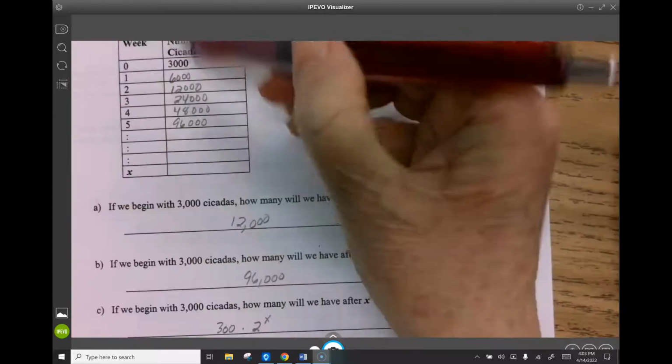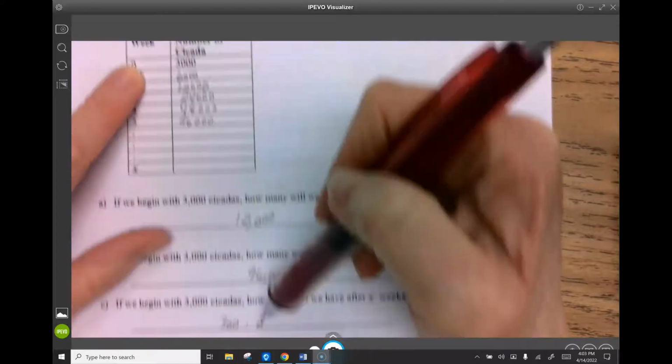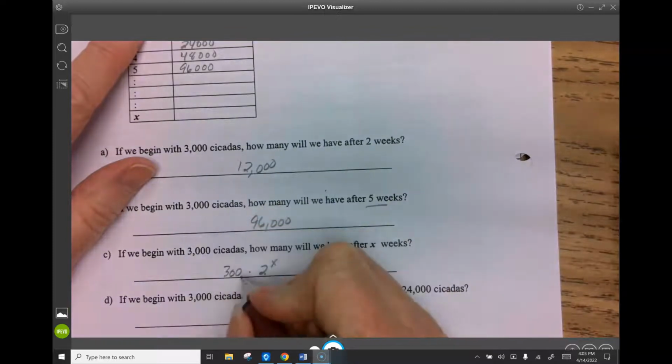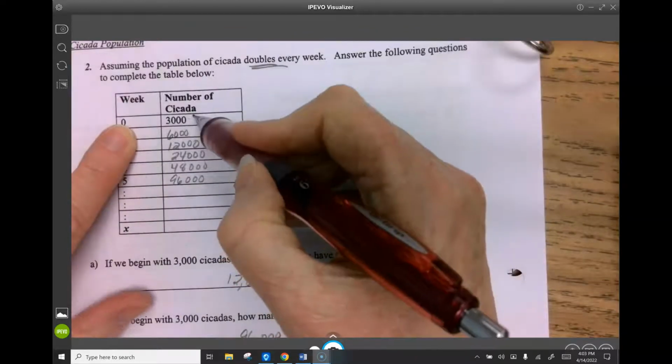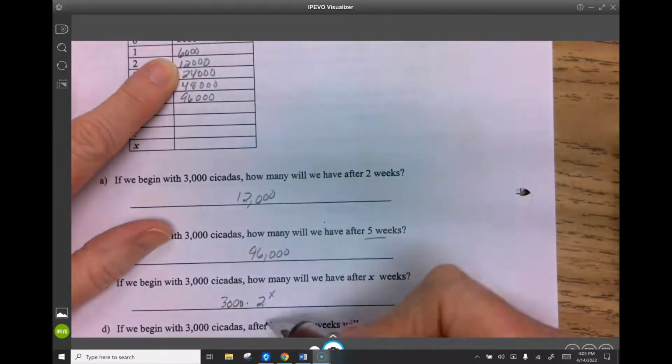So if you look at it, if you put in a 0 right here, that'd give me 1. 1 times 3,000, sorry, I forgot a 0. I get 3,000. Then if I have 6,000, I put in a 1 here. That'd be 2 times 3,000. Okay, so you can kind of see.